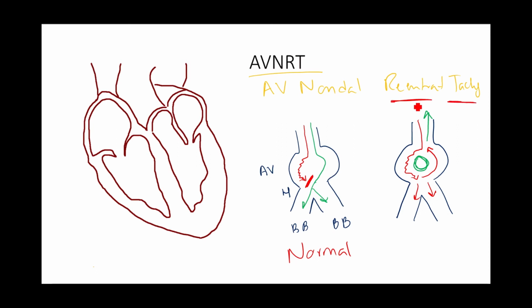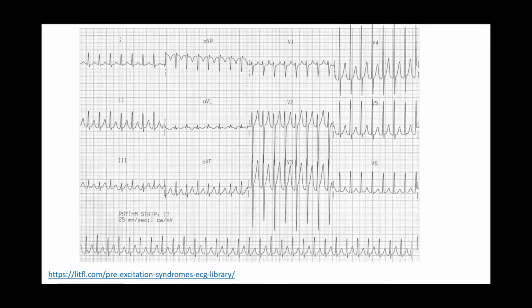The reentrant in this case would be going up the fast pathway, and of course the AV node is involved. We call this AVNRT. This is an example of what AVRT or even AVNRT may look like. Differentiating between these two conditions on an EKG is difficult, while possible. However, understanding the differences is beyond the goals of this video. For now, stick to the basics.